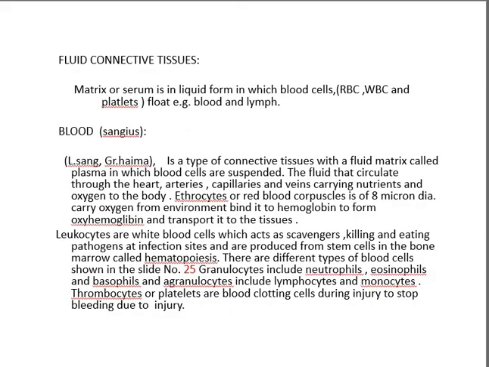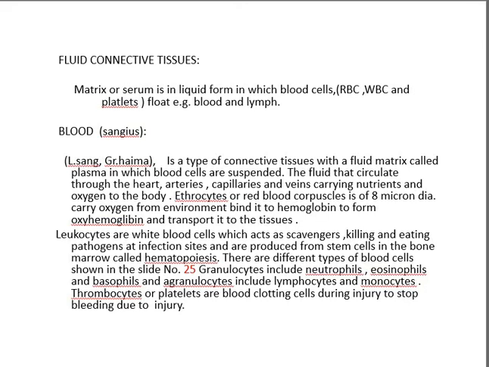Fluid-filled tissues. The matrix or serum is in liquid form in which blood cells, all types of blood cells, RBC, WBC and platelets float, for example blood and lymph. Blood is also called sanguis, from Latin sang, and in the German language, Hemia, the origin of the word blood.